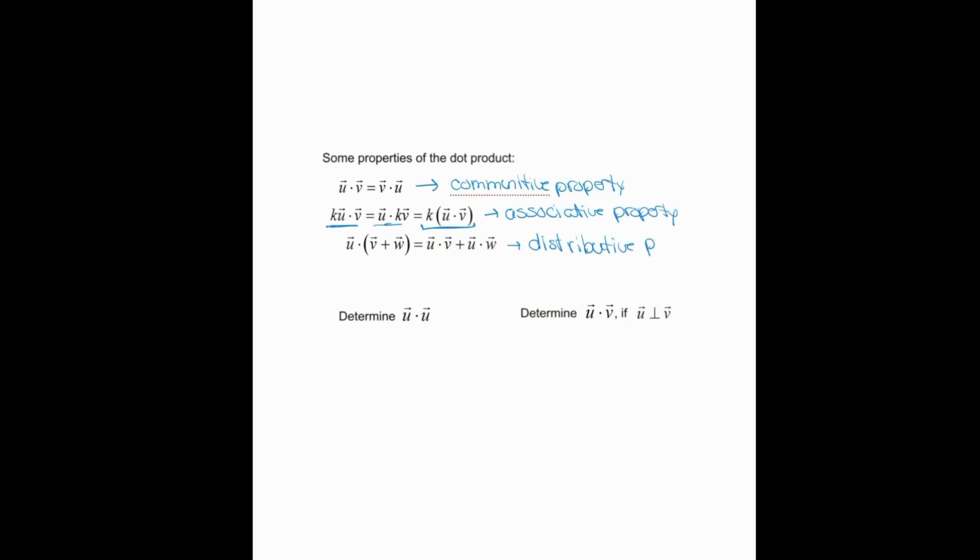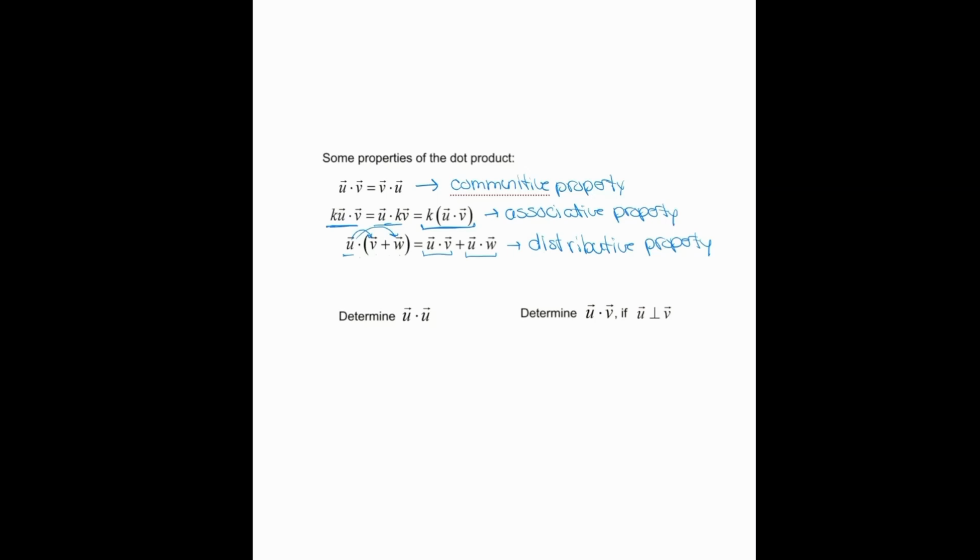The last one here is the distributive property, and we're used to that one from algebra. Now, the distributive property for the dot product behaves the same as with regular numbers. You can distribute the dot product across the sum just like in algebra. So if I have u dot v plus w, that's the same as saying, like I'm distributing this in here, and now I end up with u dot v plus u dot w. The answers will be the same.